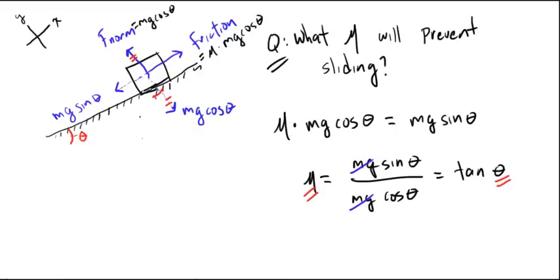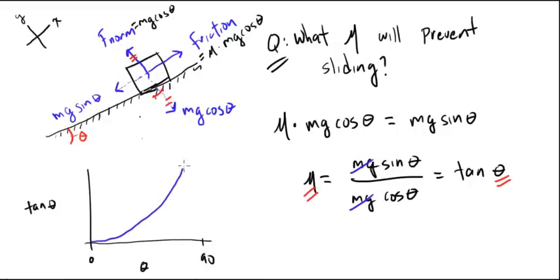And if you imagine we were to make a graph here, if we were to plot tangent theta against theta for angles 0 to 90, we would get a graph that looks like this. It starts at 0 and it gets bigger and bigger and asymptotically approaches this point here. Meaning that as you increase theta, there's not a linear relationship for how mu grows. As theta gets bigger and bigger, the mu has to get bigger at an increasing rate. So that's an interesting result.